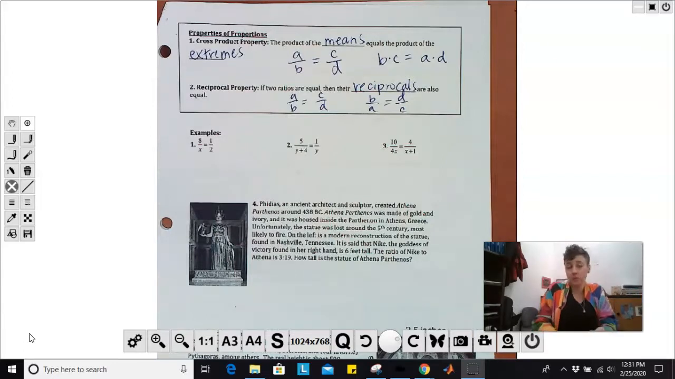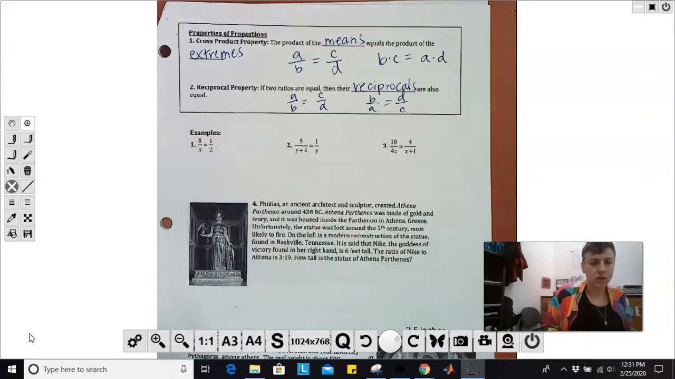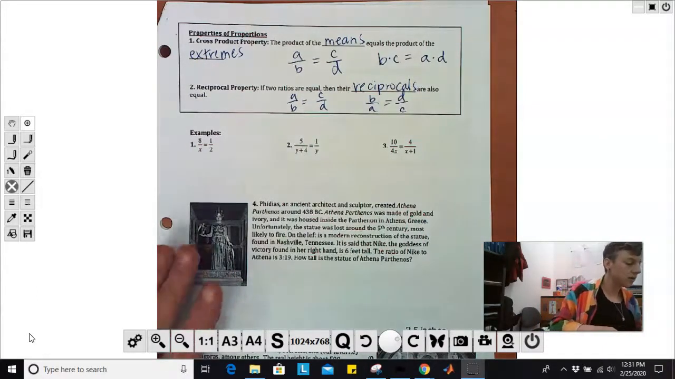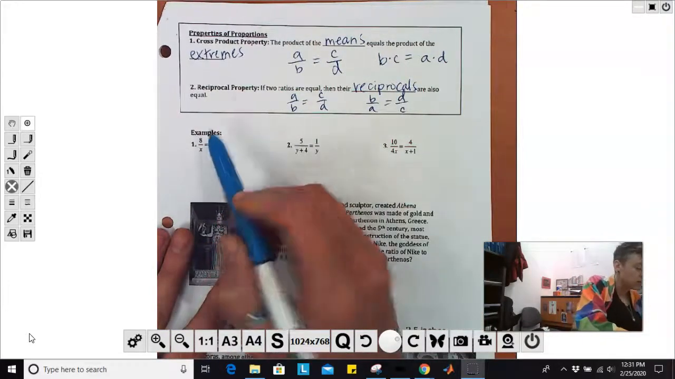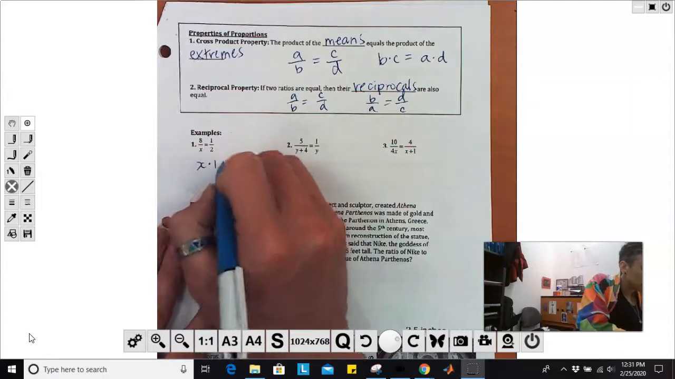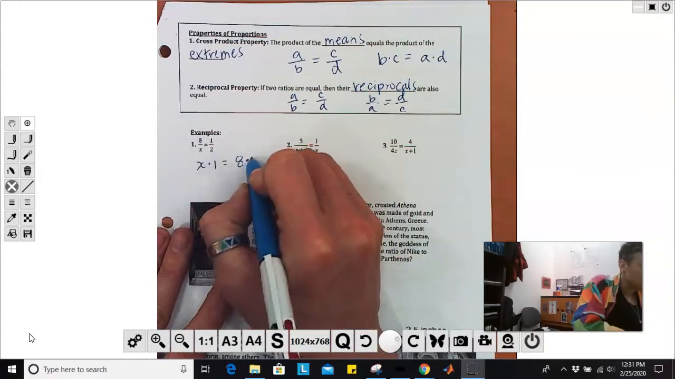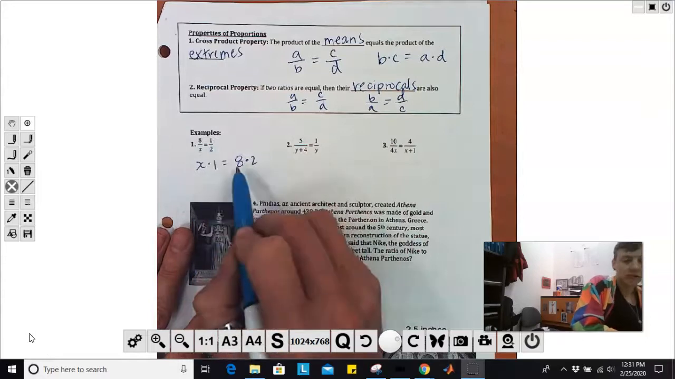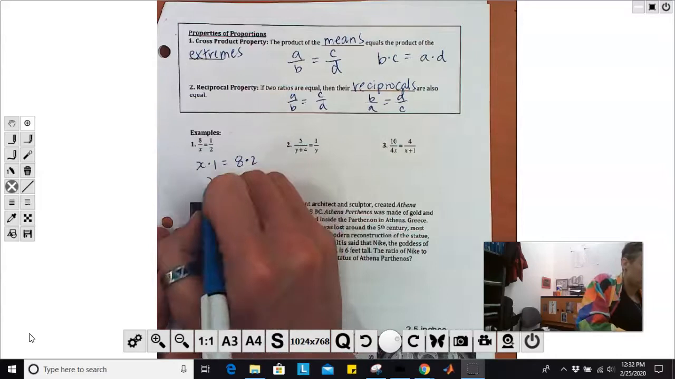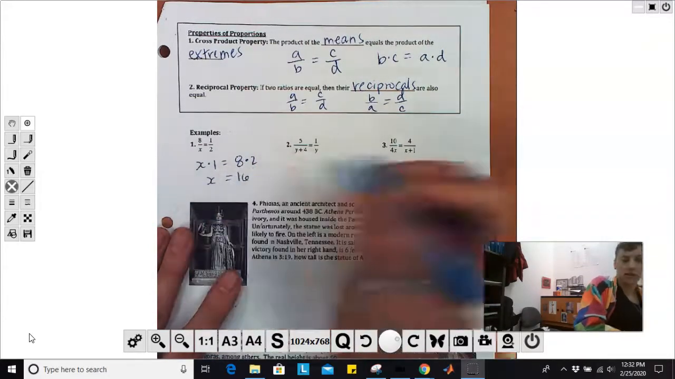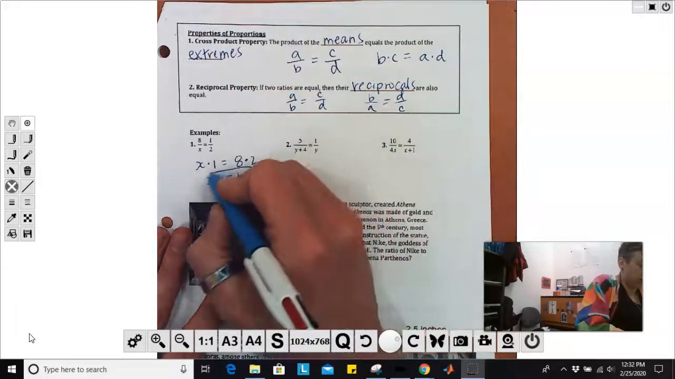Okay, great. Let's do some examples using our cross product property. Example number 1, 8 over x equals 1 over 2. We can use our cross product property, meaning we can do x times 1 equals 8 times 2. Our means times our means equals the product of our extremes. X times 1 is just x. 8 times 2 is 16. Don't have to do anything else fancy. There we go.